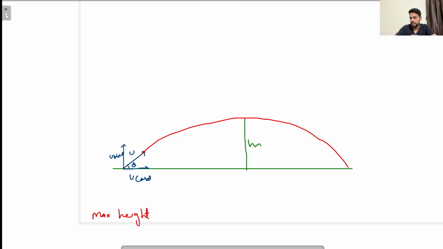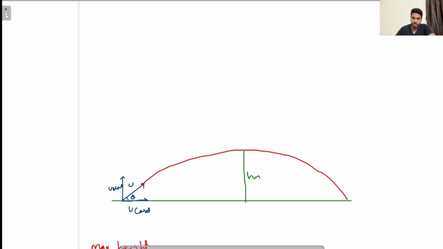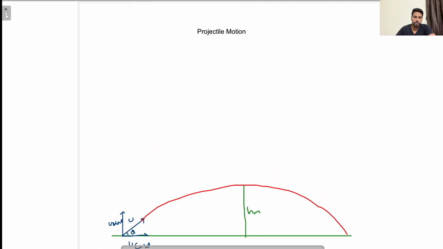Now remember the equations of motion. Let me write those equations of motion for you here, because they are going to help me a lot. I have v is equal to u plus at, s is equal to ut plus half at square. Then I have v square is equal to u square plus 2as. I'm sure that you know these three equations. Now I am going to use these equations to attain my answer using the appropriate component.